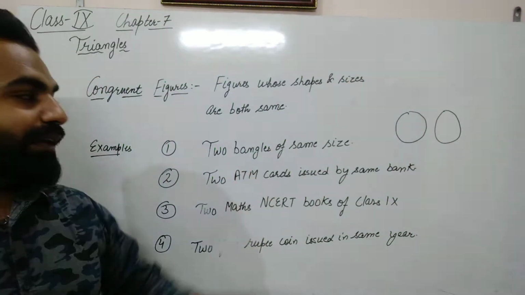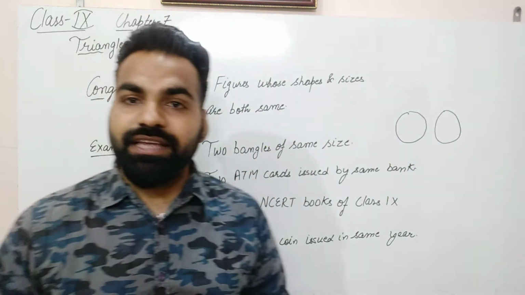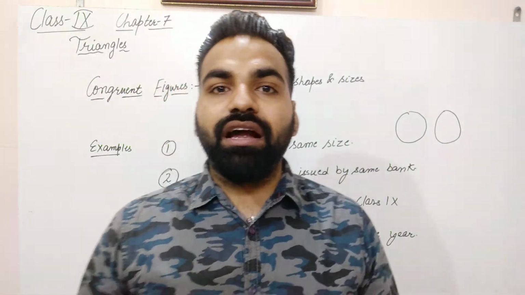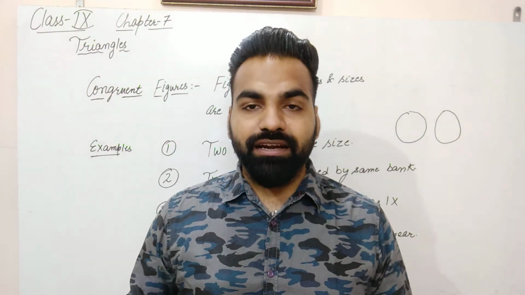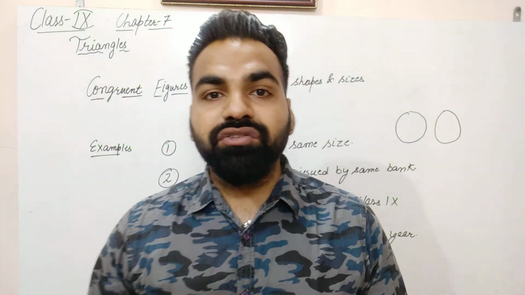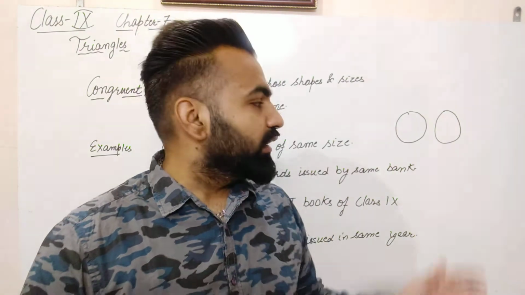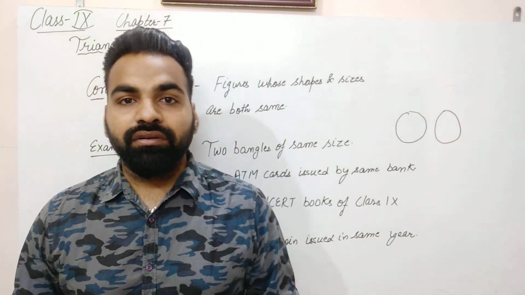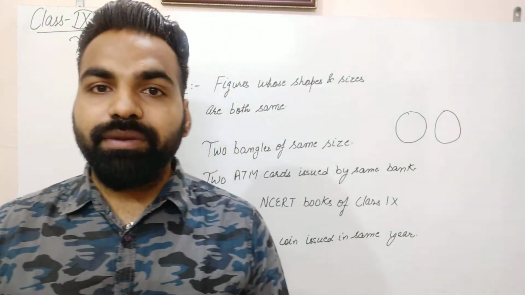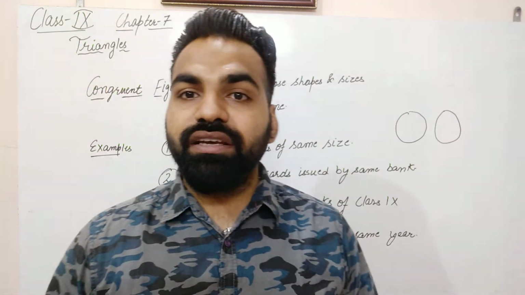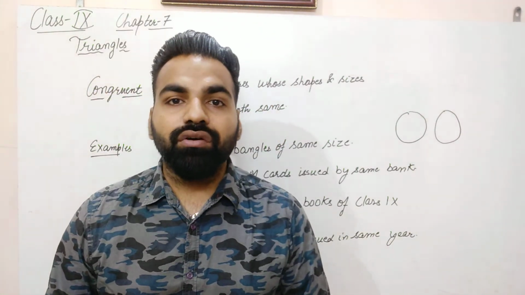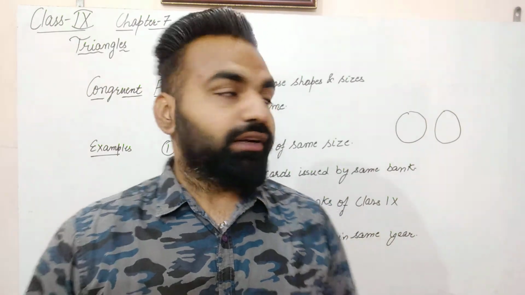Next, two ATM cards issued by the same bank. For example, ATM cards of SBI bank are the same. In respect of shape and dimension, the information written on the card can be different, but the shape and sizes are the same. So we can say that ATM cards of the same bank are congruent.